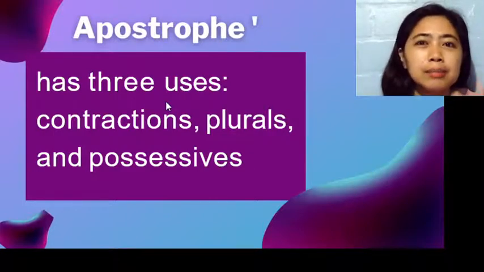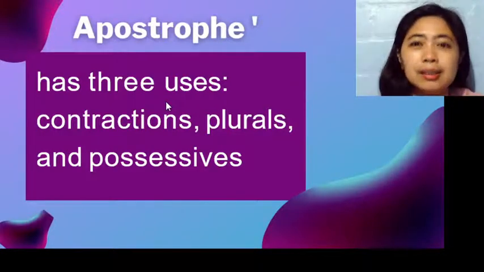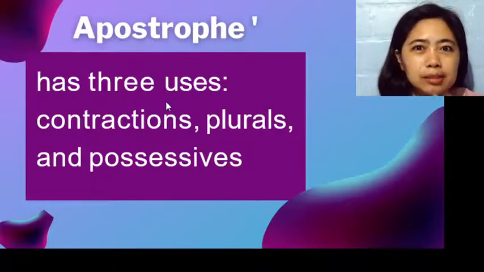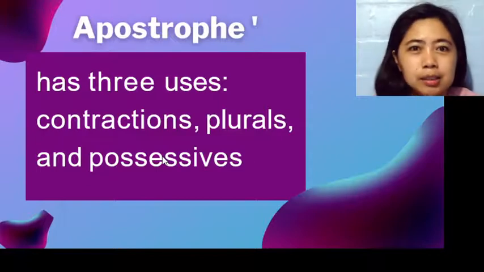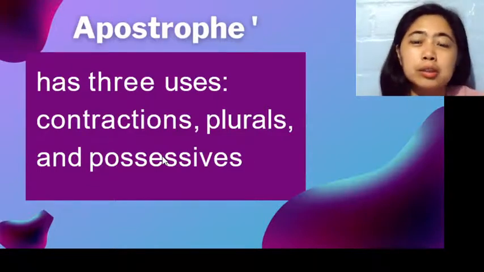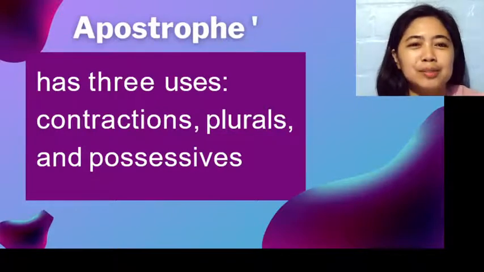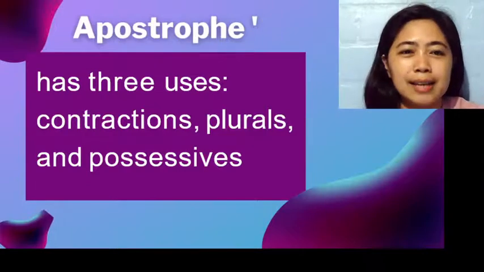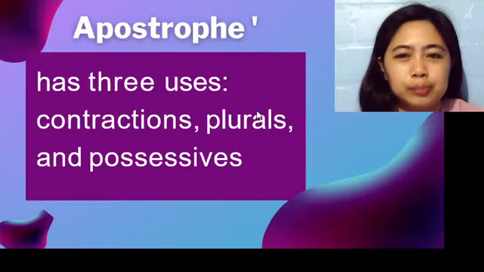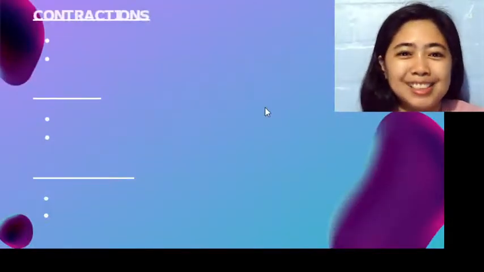Contraction means something that is omitted in your word, like it's, or it is. That's an example only. The apostrophe is also used for plurals and also for possessives. So for today's lesson, we're going to focus on the use of the apostrophe in possessive nouns. Let's try to have more examples on that. The next slide, please.